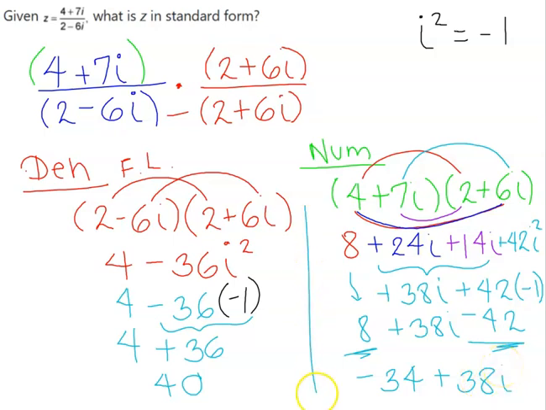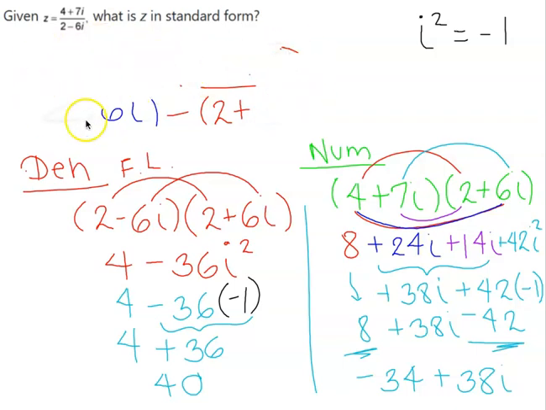So we have our numerator and we have our denominator. So now we're just going to write it in fraction form. So we have negative 34 plus 38i over 40.